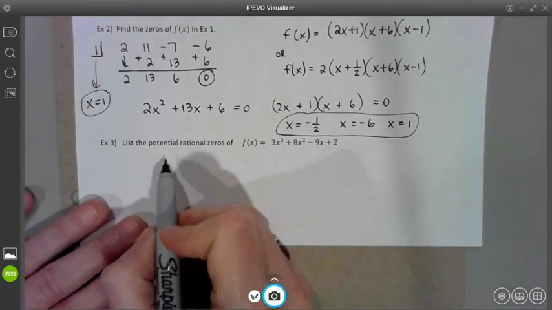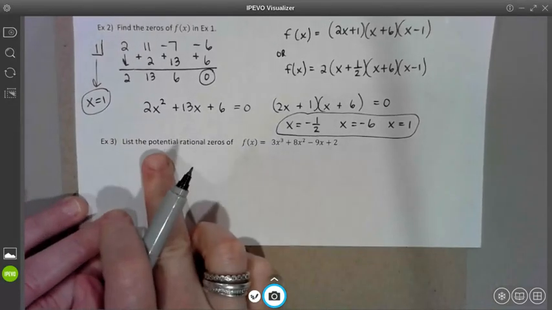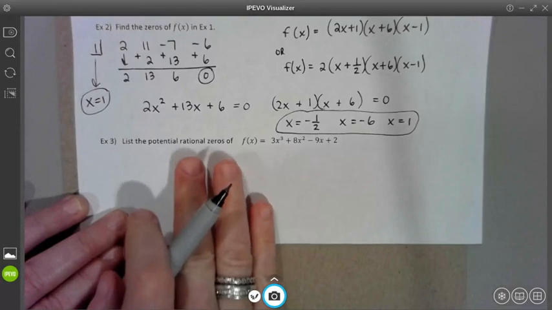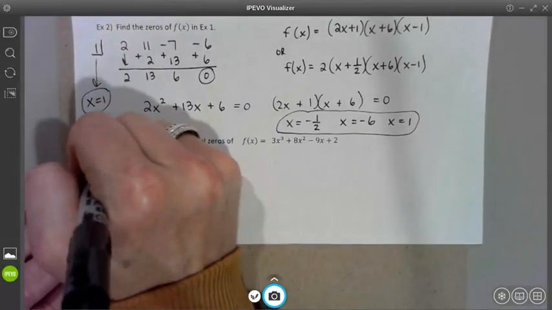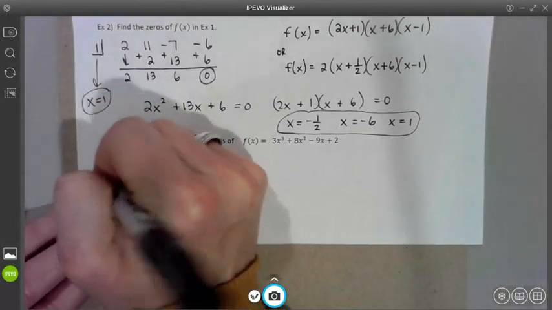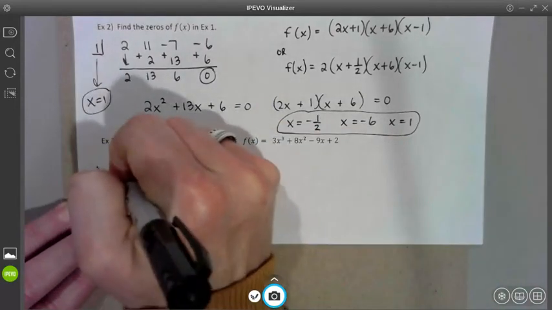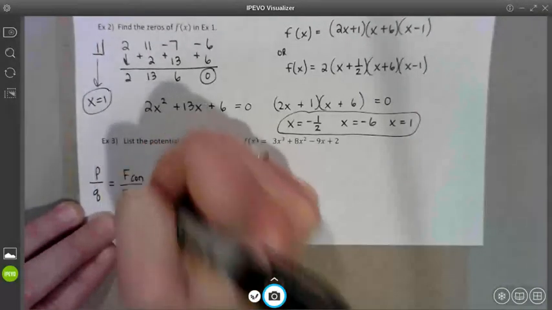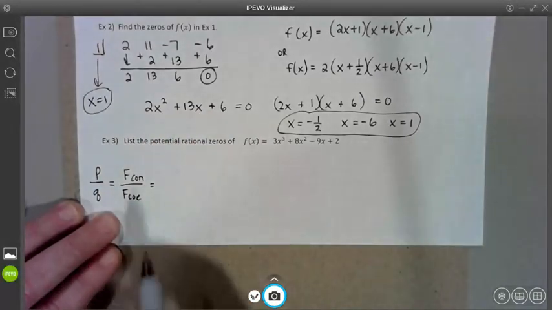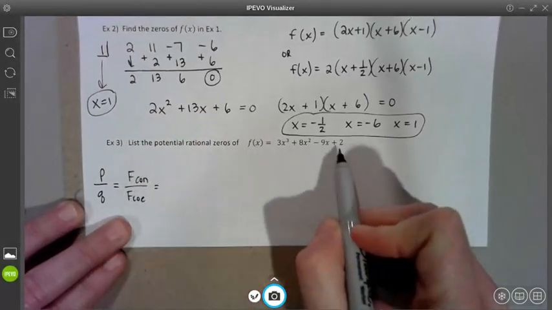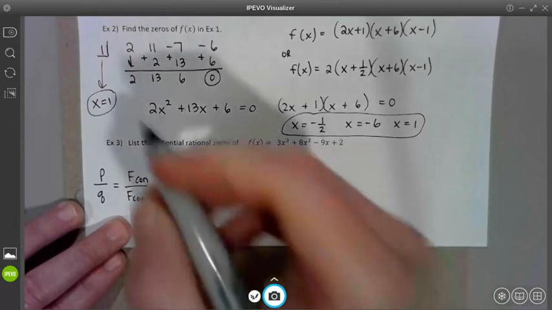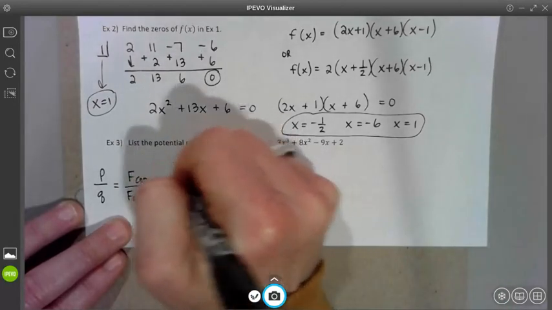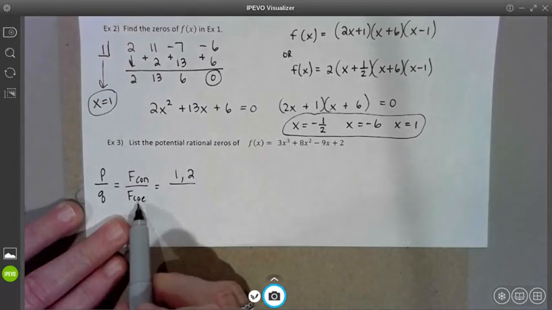So I am going to use my P's and Q's. All right, so it's just asking me to list the potential. It's not asking me to find them yet. So let's do our P's and Q's. What are the potential rational zeros? So P over Q, or F con over F co. Factors of the constant over factors of the leading coefficient. So factors of the constant are, well, factors of 2. Well, that's nice because it's just 1 and 2. All right, and then factors of that leading coefficient.